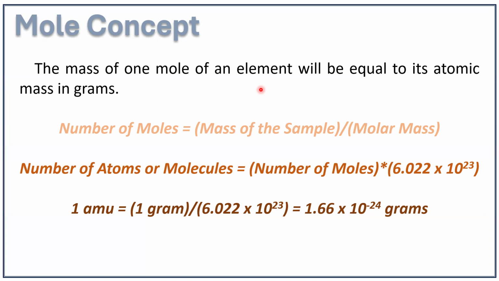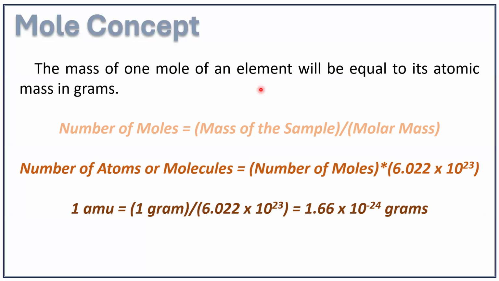So if you have 1 mole of oxygen atoms, please listen and understand it clearly. It means the weight will be equal to its atomic weight expressed in grams. The atomic weight of oxygen is 16 AMU. So if you have 1 mole of oxygen atoms, its total mass will be 16 grams. It's very simple. Just convert the unit to grams.